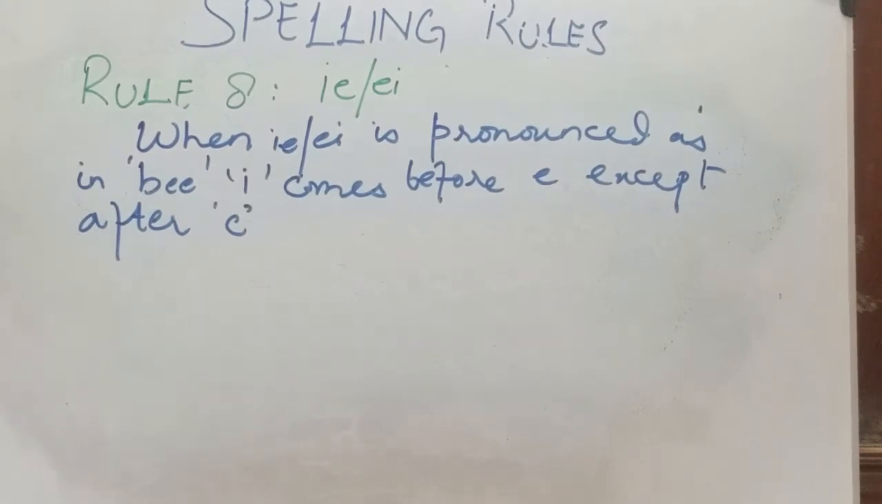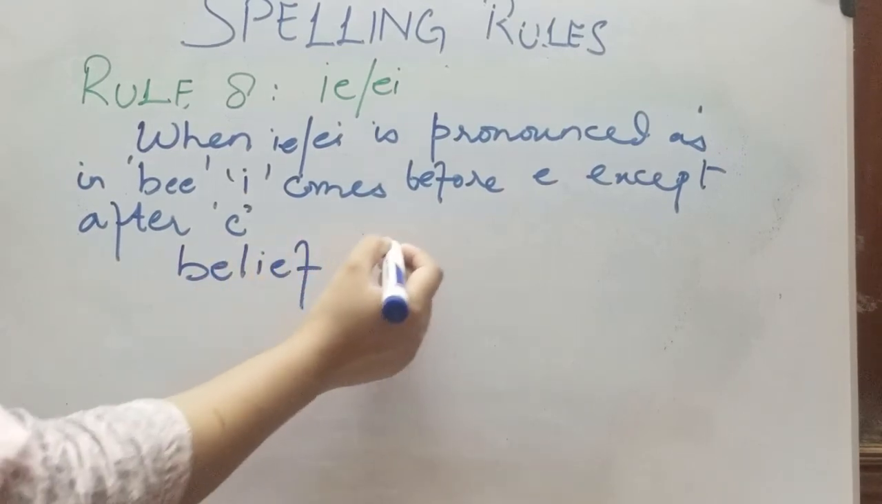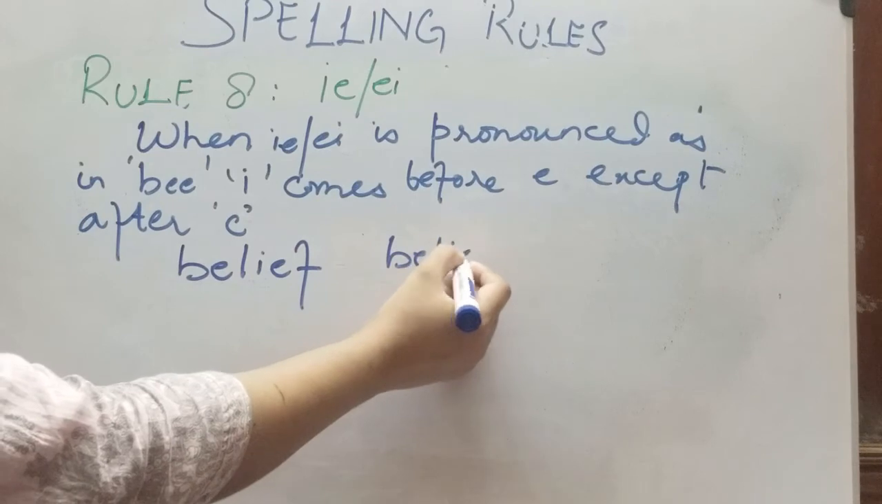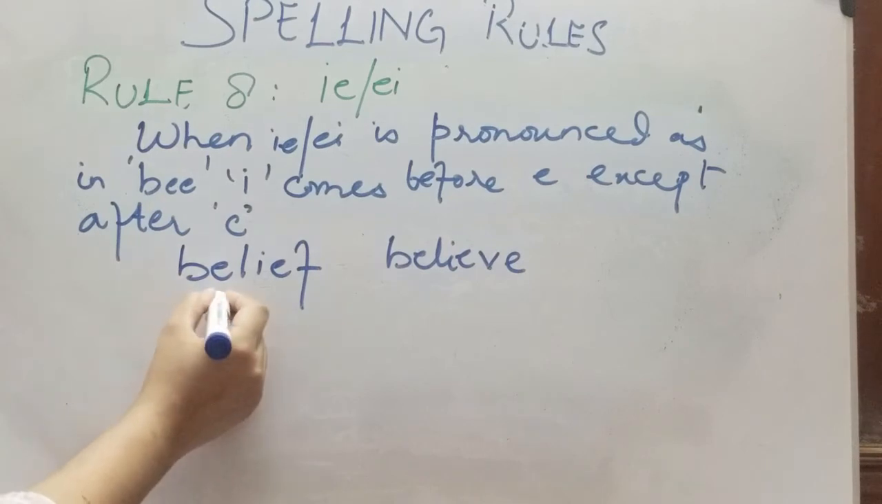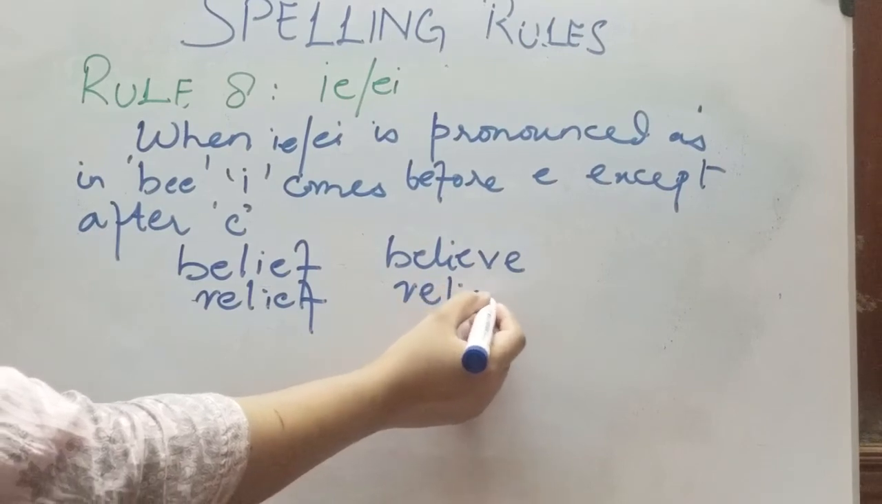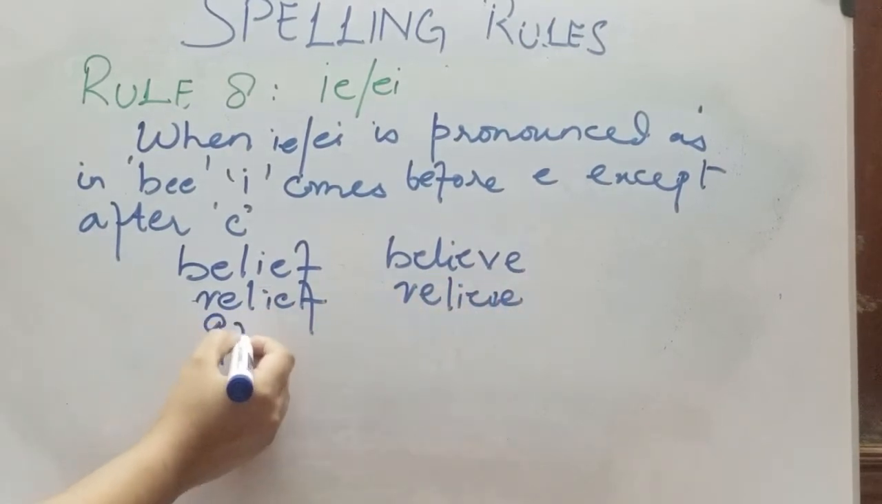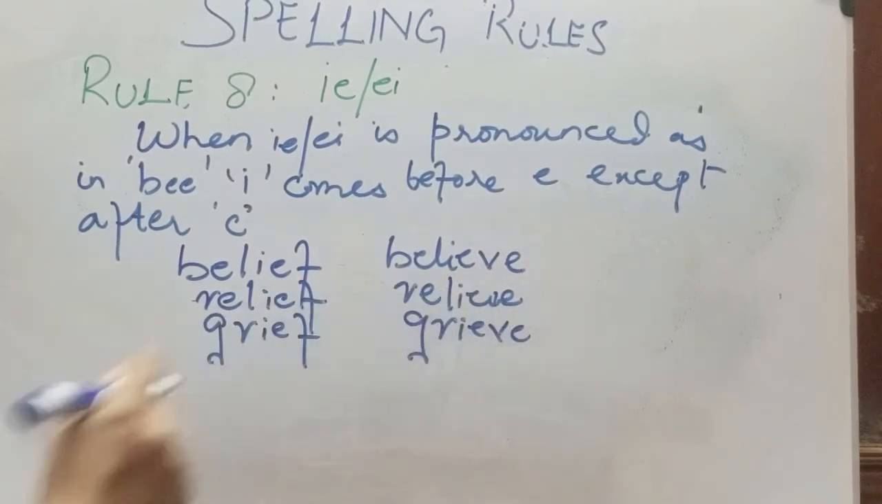For example, if you are having believe, that will automatically become believe, right? You are adding IE over here since there is no C. Or if you are saying relieve, it will become relieve. Or grieve, it will be grieve. But when you have any word that follows a consonant C, that will become EI. The word will not be ending with it, but it will have it in the middle.